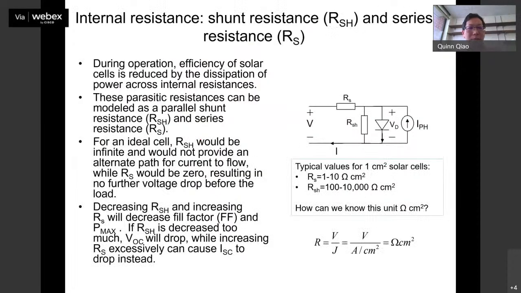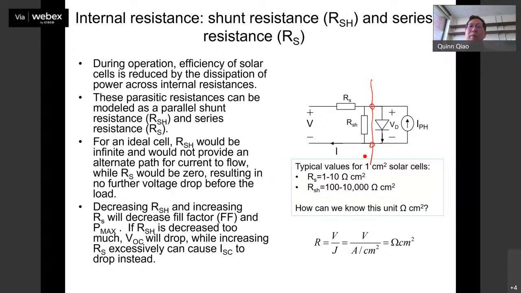So with that, let's think about the resistance. There are two resistances. You remember when we talked about the equivalent circuit, the electrical model at the beginning, we just thought about this and this, without RS and RSH. RS here is called the series resistance. RSH is called the shunt resistance.